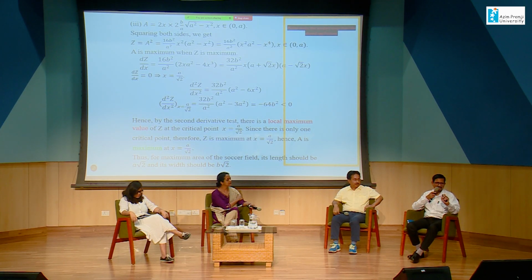maximum or minimum. Like in this case, at x equal to a upon root 2, the function becomes a local maximum because the second derivative test says so. But the word local is dropped because there is only one turning point. So the function has to be globally maximum at that point. So this particular idea is missing from the textbook.